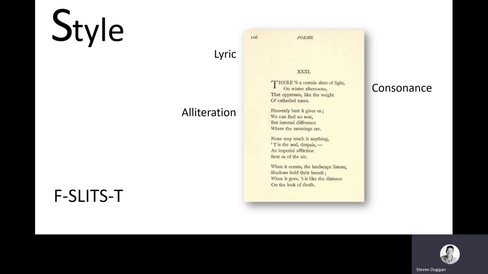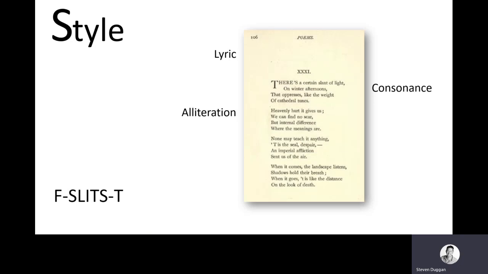We also have consonants. Look at the use of the long L throughout most of the poem. It's there in the first 3 verses, which is interesting. So there's a certain slant of light in winter afternoons that oppresses like the weight of cathedral tunes. Heavenly hurt it gives us, we can find no scar, but internal difference where the meanings are. None may teach it anything, 'tis the seal despair, an imperial affliction sent us of the air.